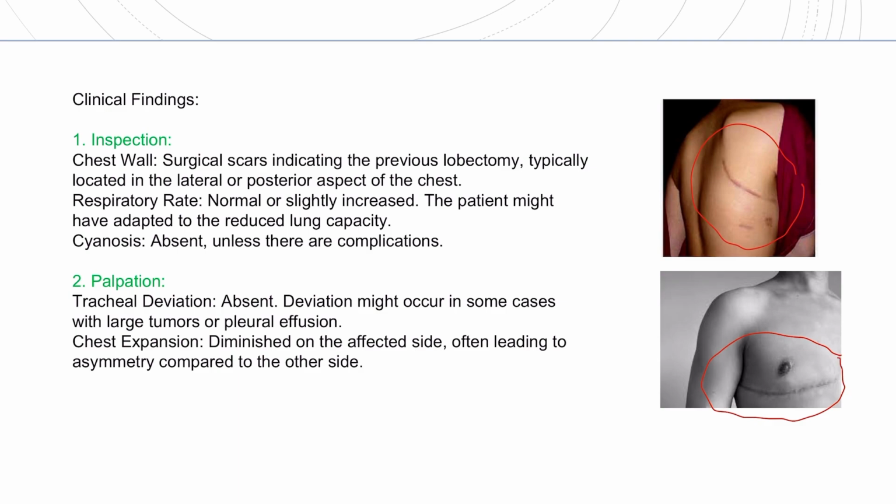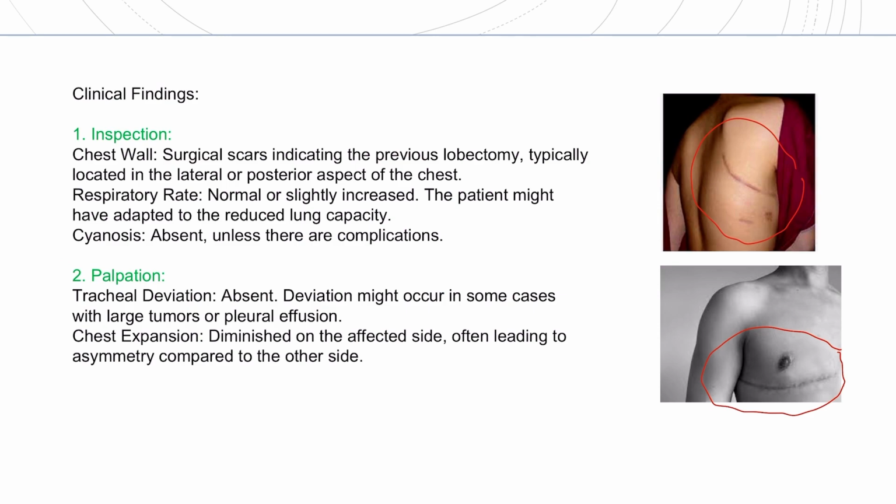While you are doing the inspection, just observe the respiratory rate, whether it is normal or slightly increased. The patient might have adopted a pattern to reduce lung capacity. Also look for any cyanosis, peripheral cyanosis as well as central cyanosis. There should not be any cyanosis unless there are complications.